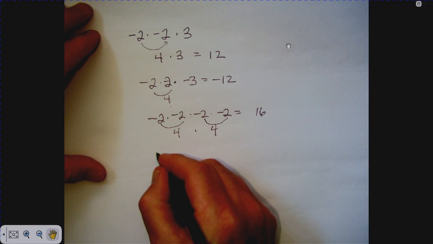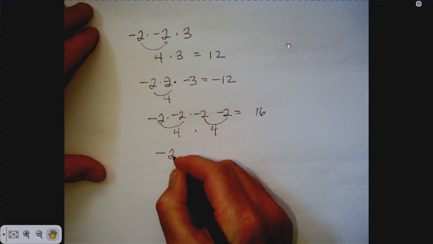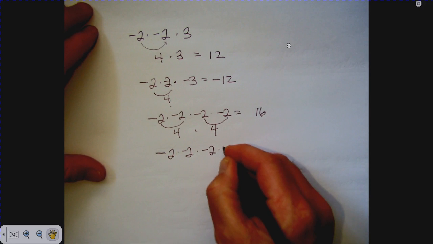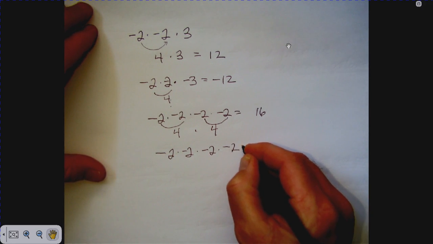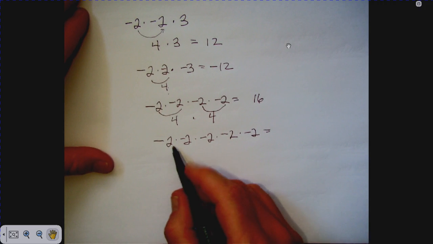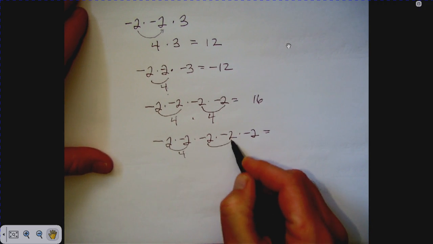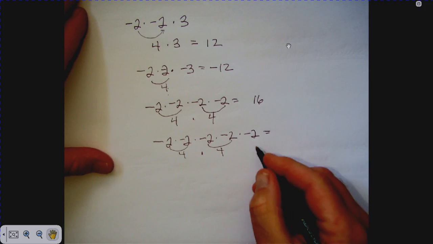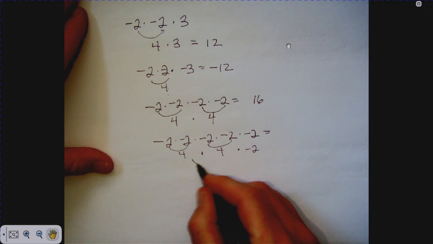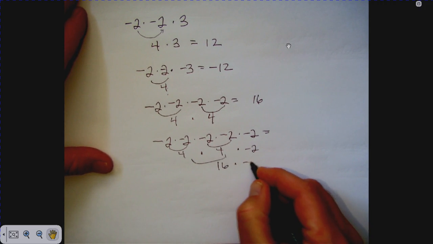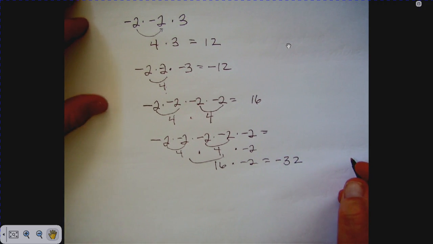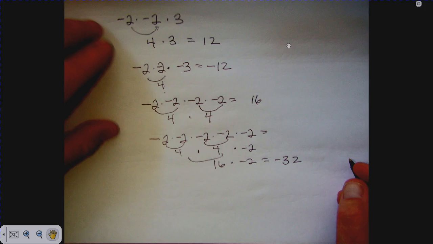Well, let's look instead at negative 2 times negative 2 times negative 2 times negative 2 times negative 2. And so this is going to be 4 times 4 times negative 2. Well, 4 times 4 is 16 times negative 2. I'm going to get a negative 32. So those are using the rules I've already known, but let's look at this.